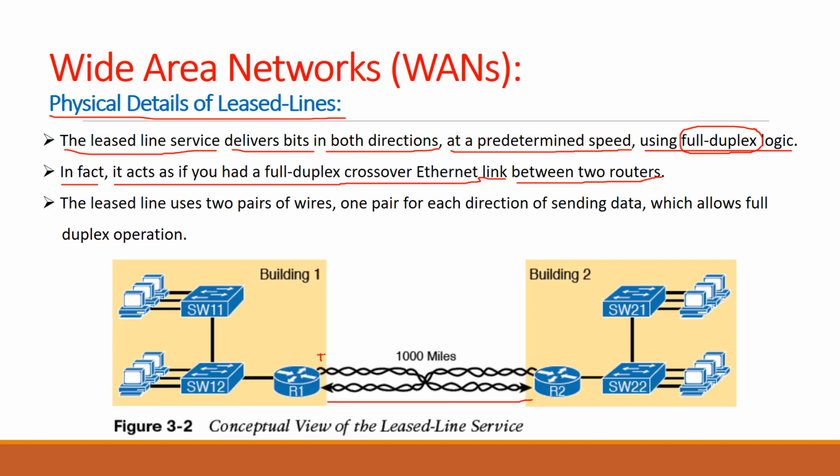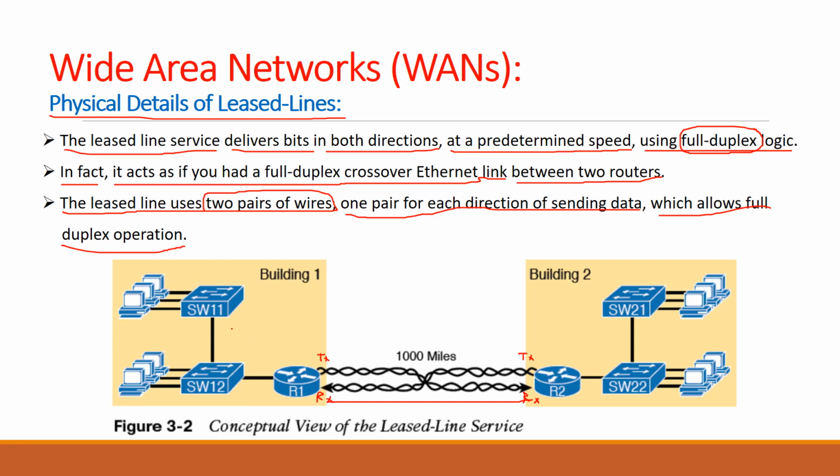The TX here is connected to the RX here, and the TX here is connected to the RX here. So the transmit pair is connected to the receiving pair on the other side, and the receiving pair is connected to the transmitting pair on the other side. So the leased line uses two pairs of wires, one pair for each direction of sending data, which allows full duplex operation.